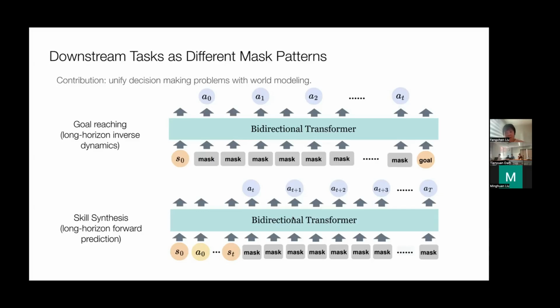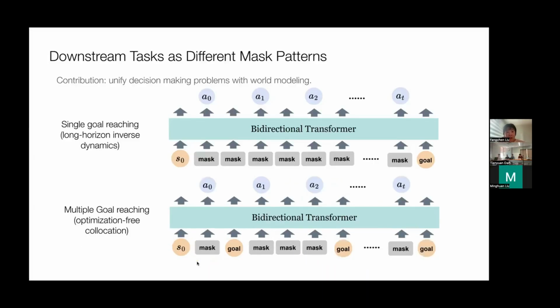Or it is able to do certain speed running or backflipping based on the skills you are prompting it. It's able to generate the future. And also it's able to perform both single goal reaching and multi-goal reaching. If you have multiple sub-goals, you just give it certain time steps. This is kind of like optimization-free collocation. It's able to sequentially reach these sub-goals based on the reconstructed plan.